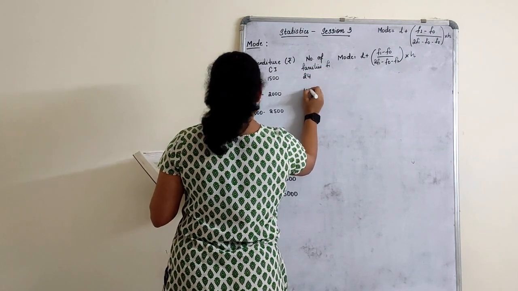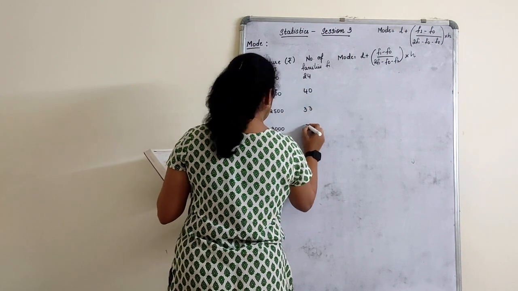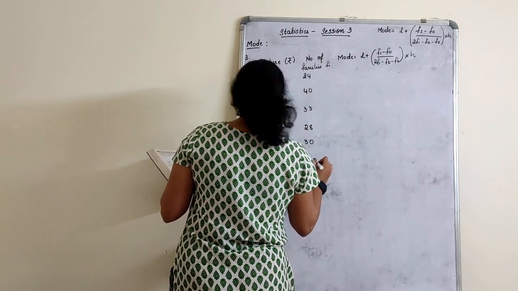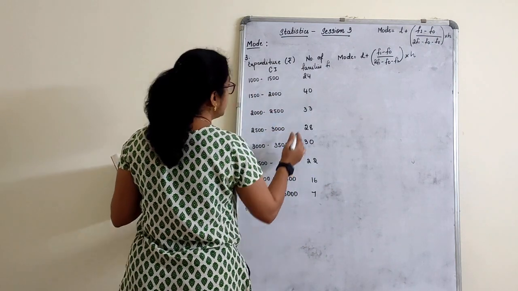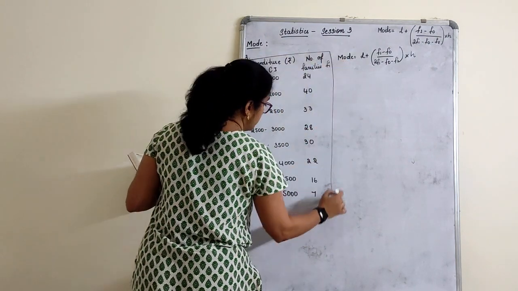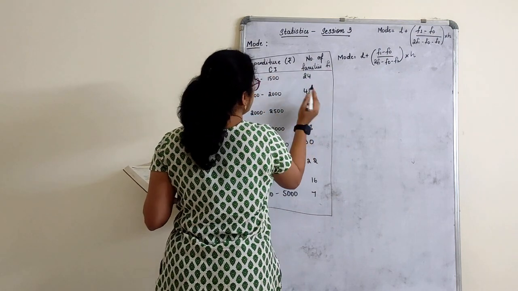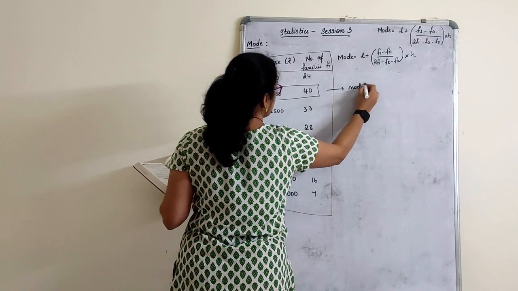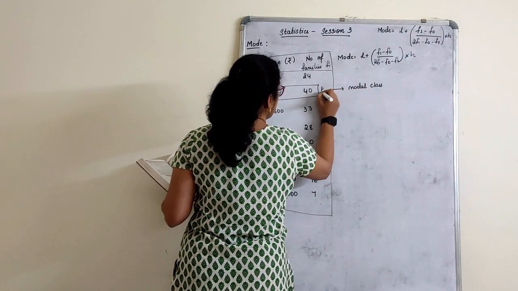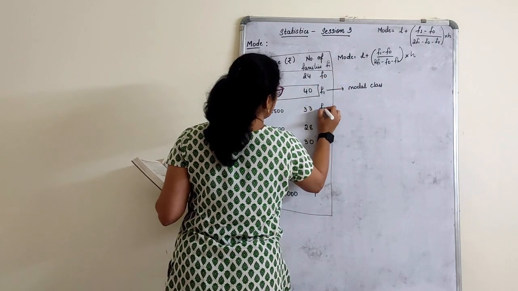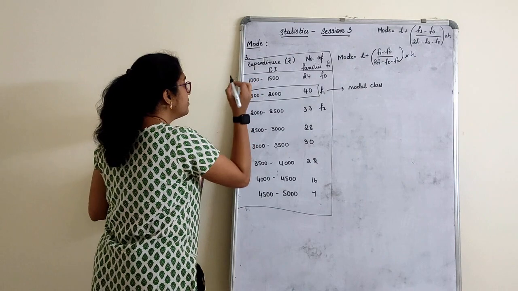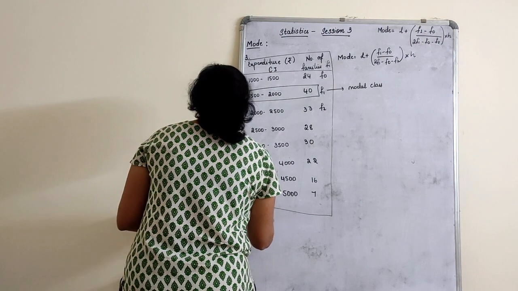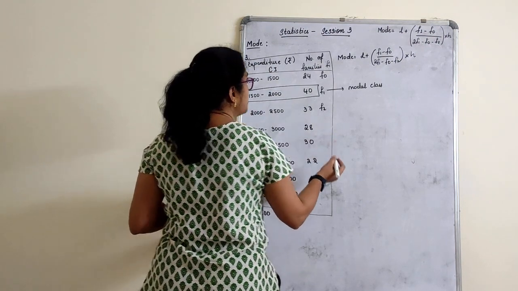24, 40, 33, 28, 30, 22, 16 and 7, right? So when we have a tabular column, it is understood that this is the modal class, right? So this is my F1, F0, this is my F2 and this is going to be my lower limit. And what is the size of the class interval? 500. Substitute in the formula.